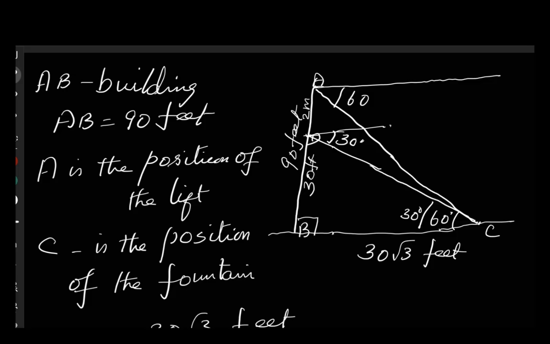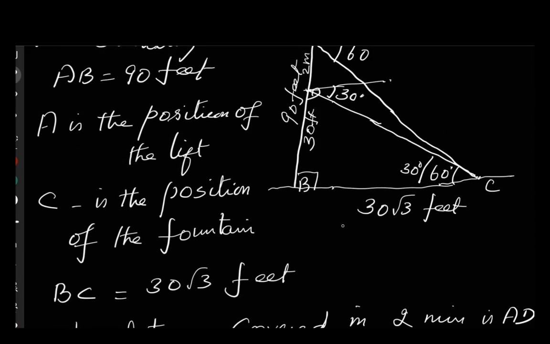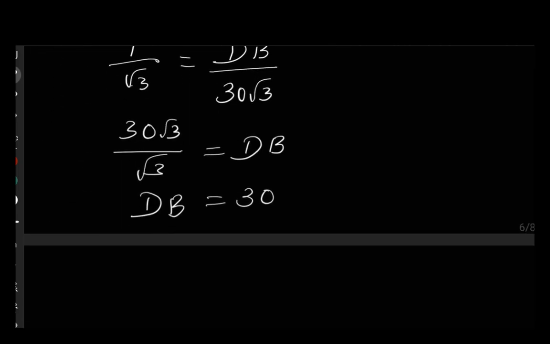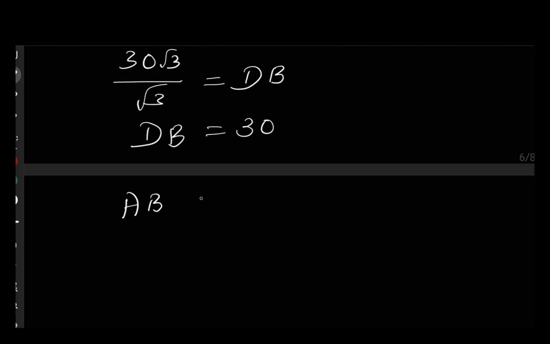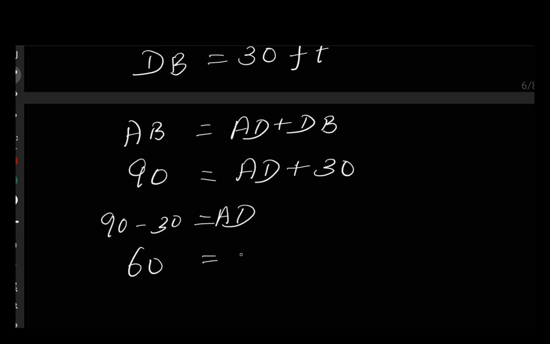As I said, I have to find AD. How do you get AD? AD is on the line segment AB, so AD plus DB is equal to AB. We know AB is 90 feet, AD I am supposed to find, and DB I just got as 30 feet. So AD is equal to 90 minus 30, that is 60 feet.